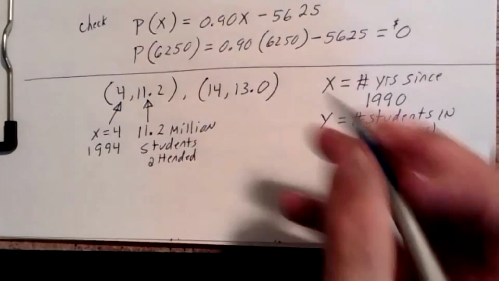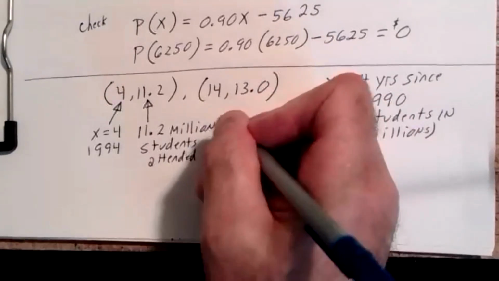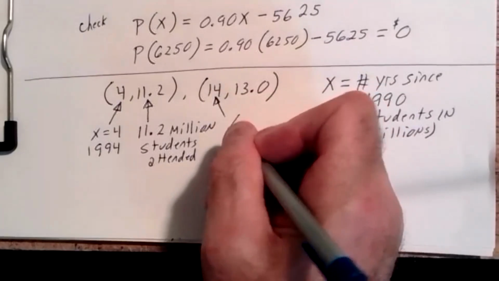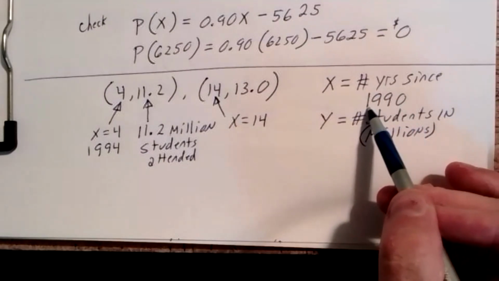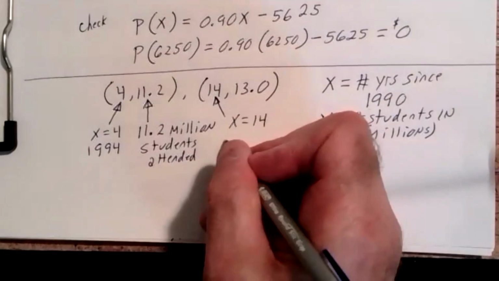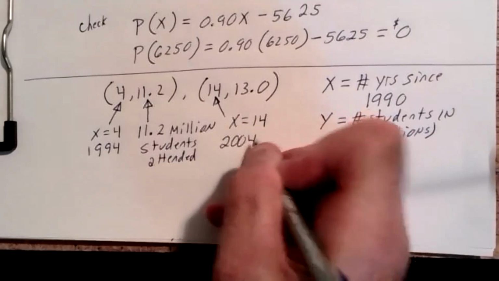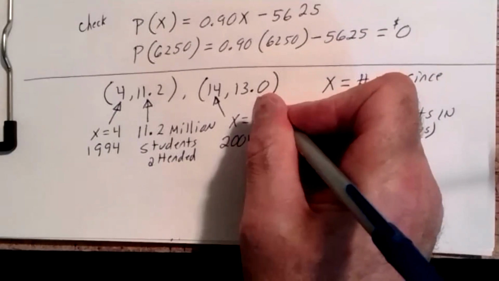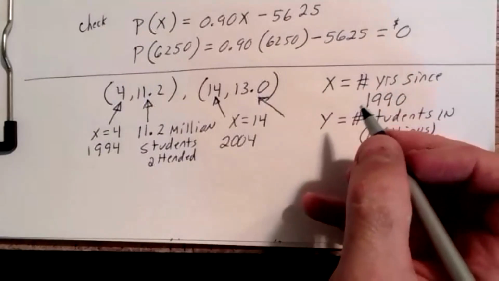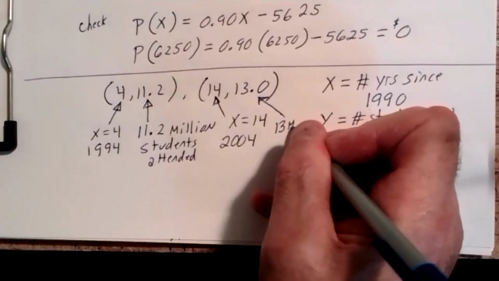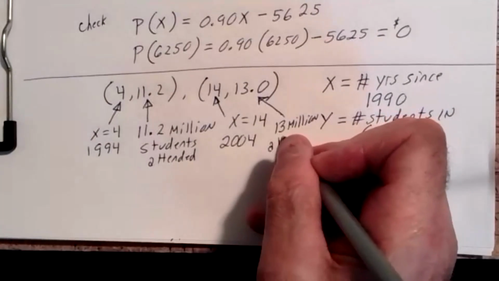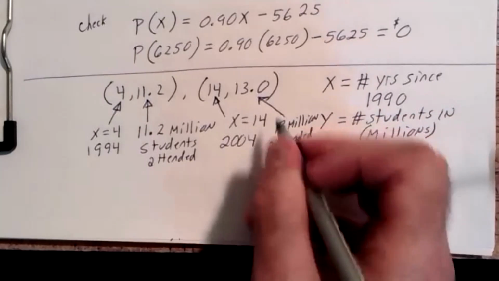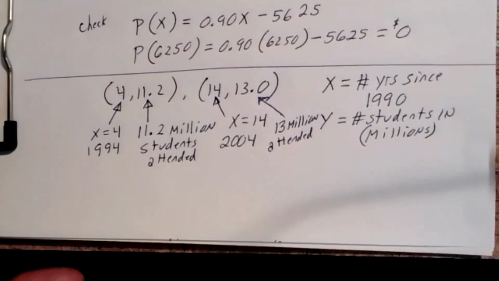Okay. How do we interpret what this point is saying? What does 14 represent? If X is 14, that's 14 years after 1990. This is the year 2004. In the year 2004, how many students attended public colleges? 13 million students attended public colleges. That's how we interpret what these ordered pairs are really saying in the context of our problem.